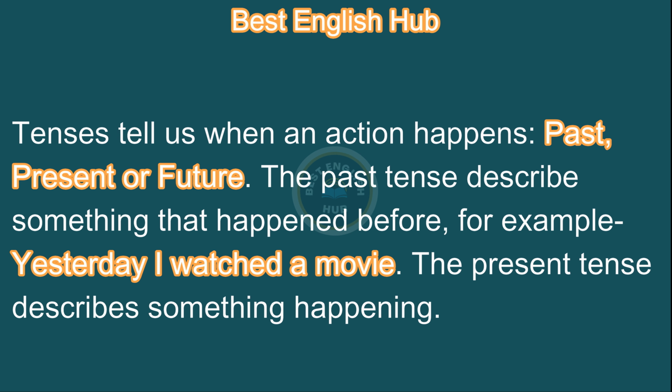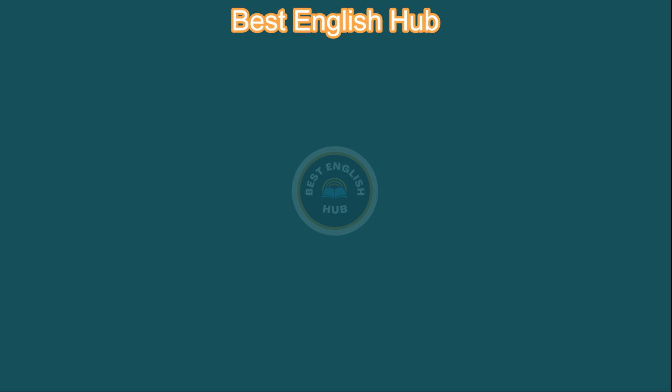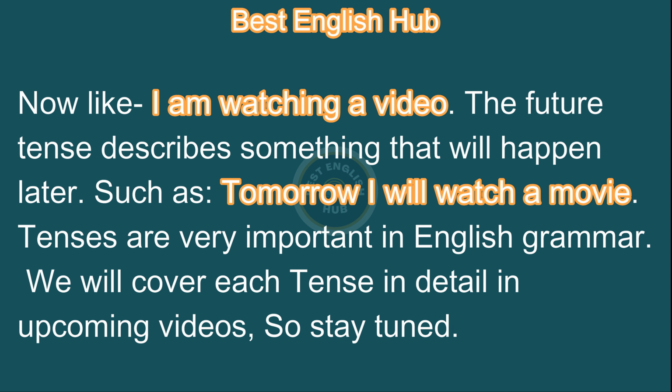Tenses tell us when an action happens: past, present or future. The past tense describes something that happened before. For example, yesterday I watched a movie. The present tense describes something happening now, like I am watching a video. The future tense describes something that will happen later, such as tomorrow I will watch a movie. Tenses are very important in English grammar. We will cover each tense in detail in upcoming videos, so stay tuned.